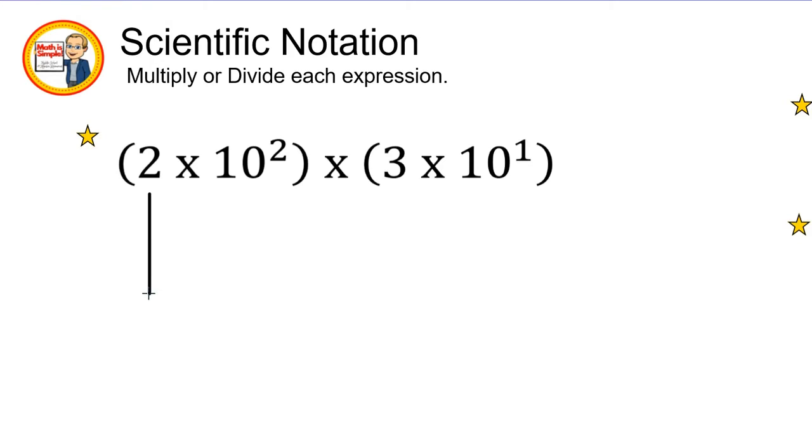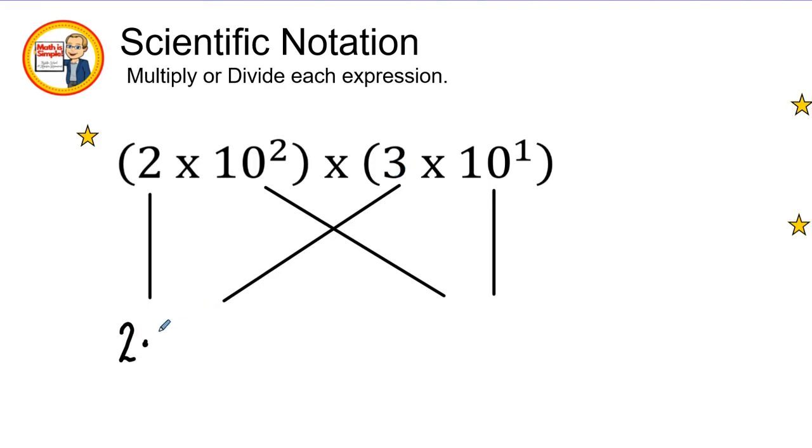I'm going to take my coefficient on each, so 2 times 3, and then I'm going to multiply my exponents together. Because I have to multiply the numbers together, and I have to multiply my exponents together. So I make this little bow tie. And so this 2 times the 3, see my big X times, and then I have 10 to the second power times 10 to the first power.